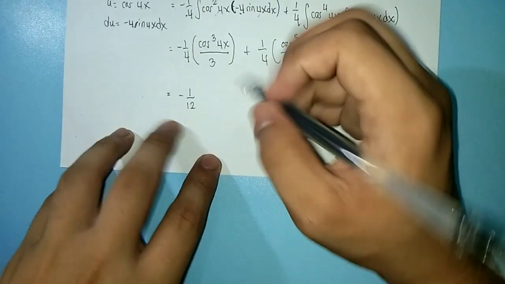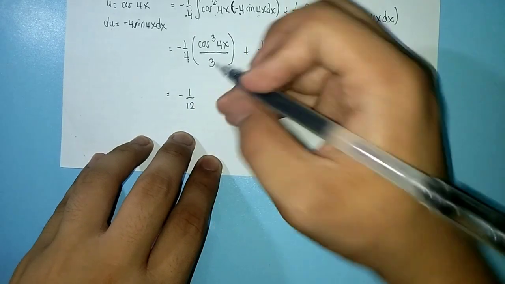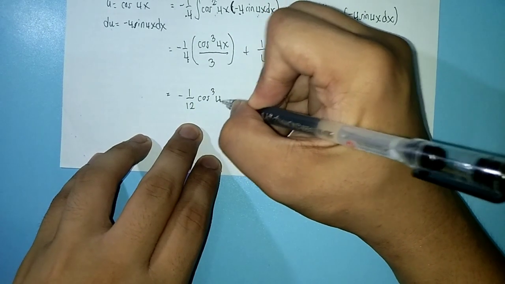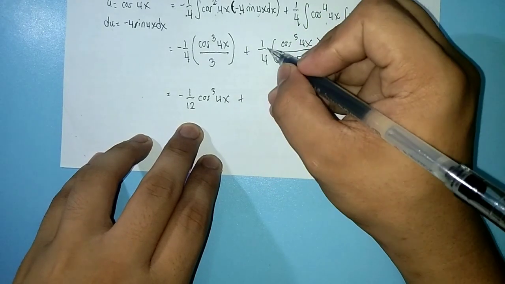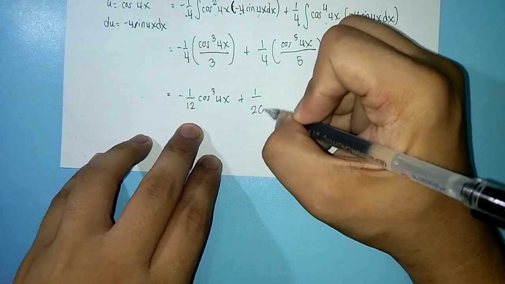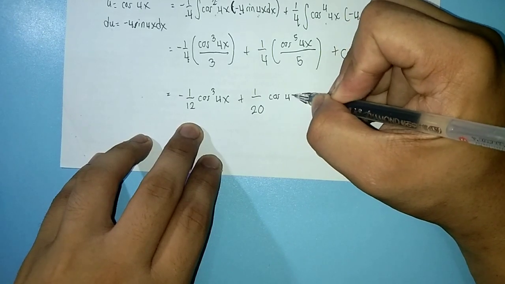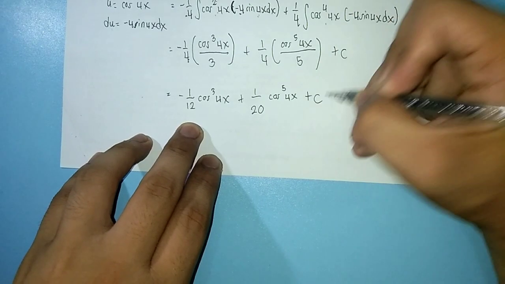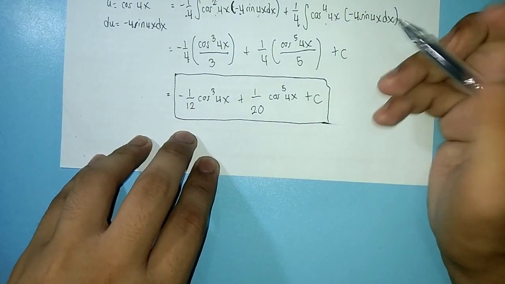So pwedeng ganyan yung format. Negative 1 over 12. Minultiply ko na yung 4 times 3. Tapos cube of cosine 4x plus 1 over 20, no? 1 over 20, 4 times 5. Tapos cosine 4x raised to 5 plus c. So, ganyan lang siya. Okay.